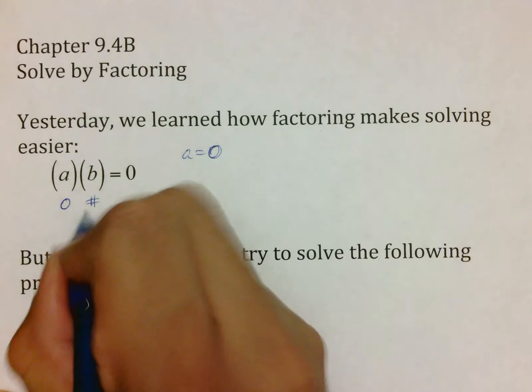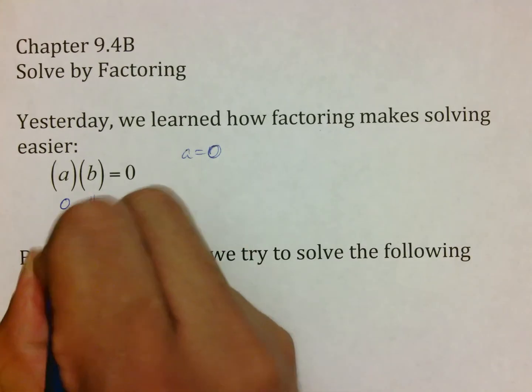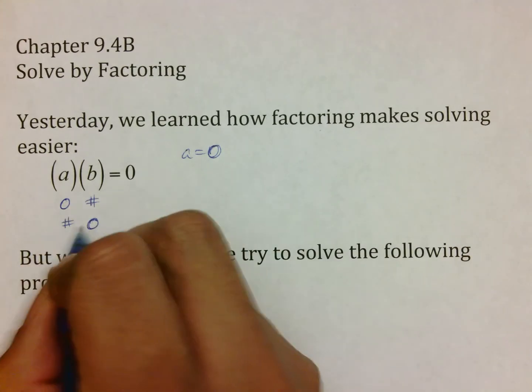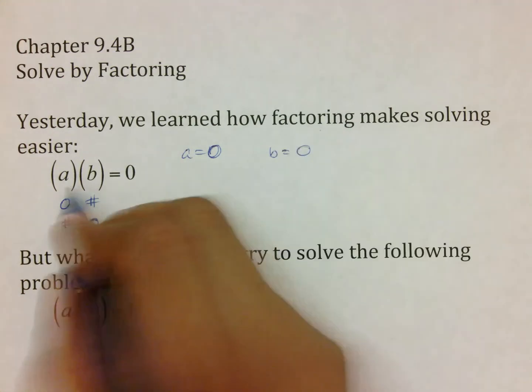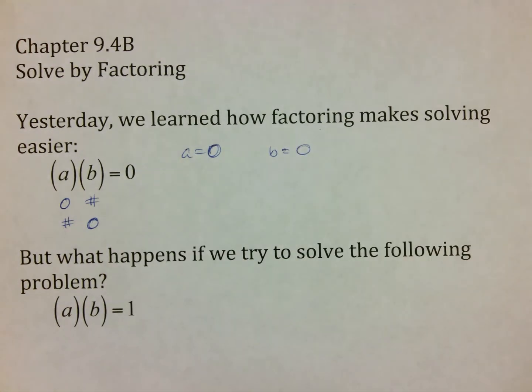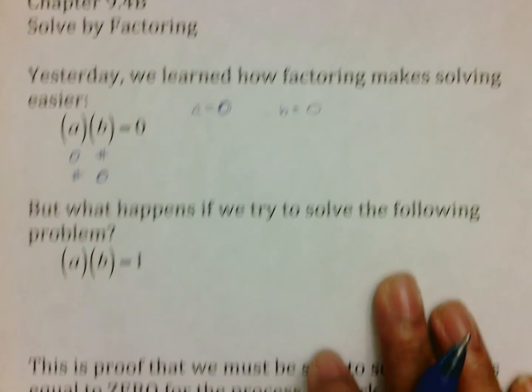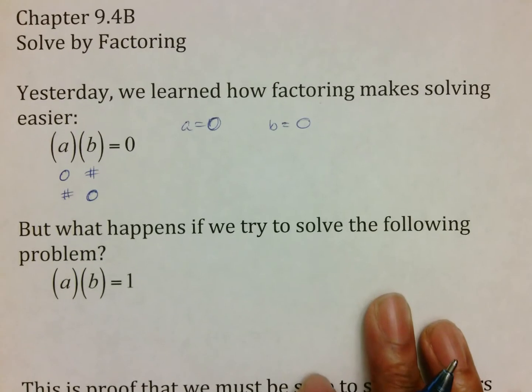The other thing we know about it is that if B is equal to 0, it does not matter what A is, because it's going to work, because anything times 0 is 0. So the second thing we learned to do as we split our factors was that this was our answer. The question is, what happens if we try to solve the problem of A times B is equal to 1?